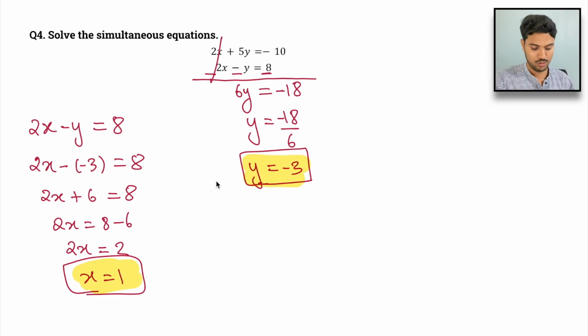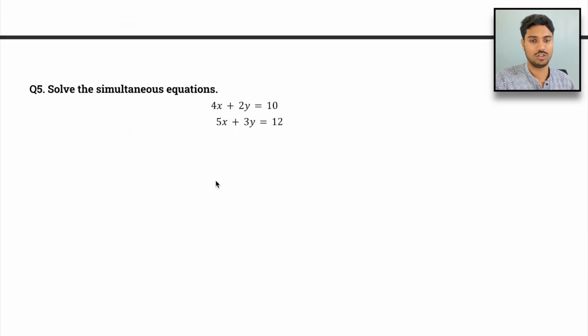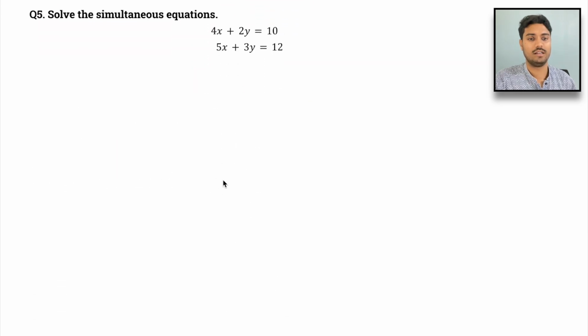Let's move on to the next question. Question number 5. It says, solve the simultaneous equation. We have 4x plus 2y equals 10, 5x plus 3y equals 12. Now we can use any method, but here I would like to use elimination method. So multiply the first equation by 3 and the whole second equation by 2, so that you get 6y in both the cases.